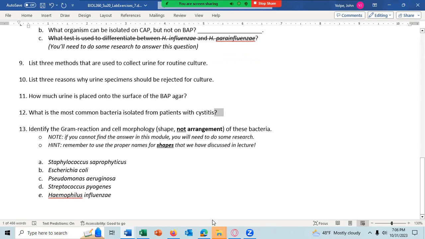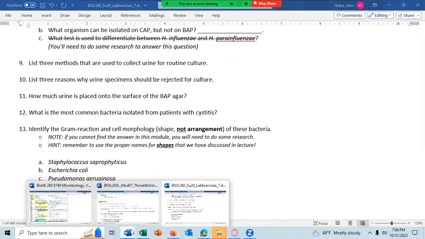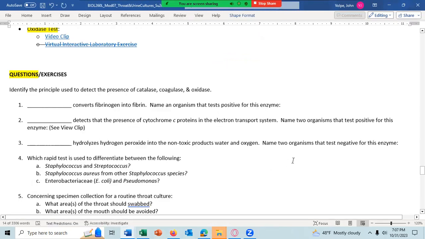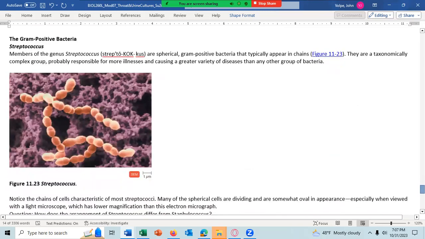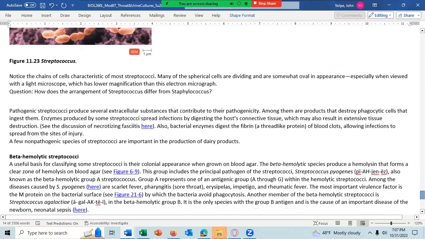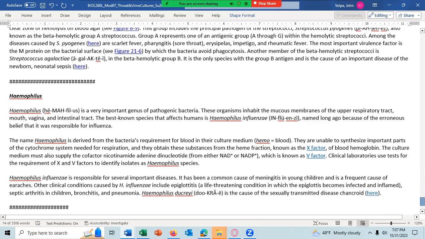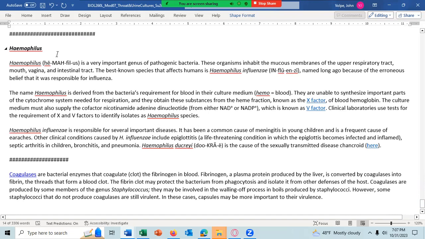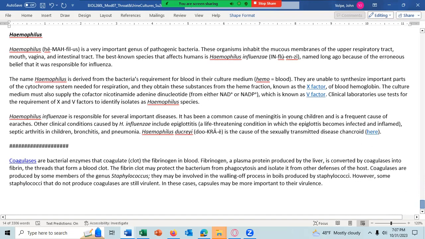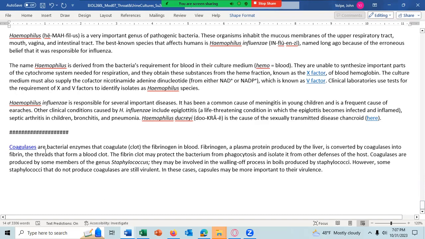Let me just briefly show you the appendix. At the end of the lab module, we have an appendix talking about some gram-positive bacteria, specifically Streptococcus, the beta hemolytic streptococci, and then Haemophilus, like Haemophilus influenzae. And then I've added the coagulase test.